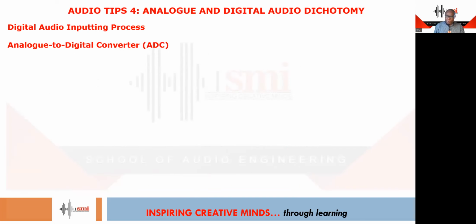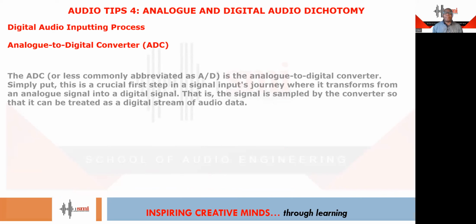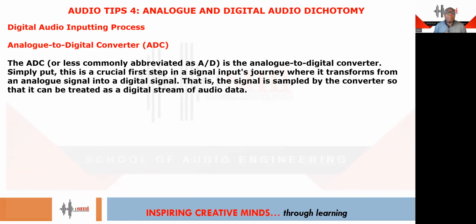Now for digital input, how do you determine the digital input quality? Analog to digital converter. For every digital device, there is this ADC converter. Now the ADC, or less commonly abbreviated as AD, is the analog to digital converter. Simply put, this is the crucial first step in a signal's input journey, where it transforms from an analog signal to a digital signal. And let me tell you this again, what actually determines the quality of your digital mixer is the converter.